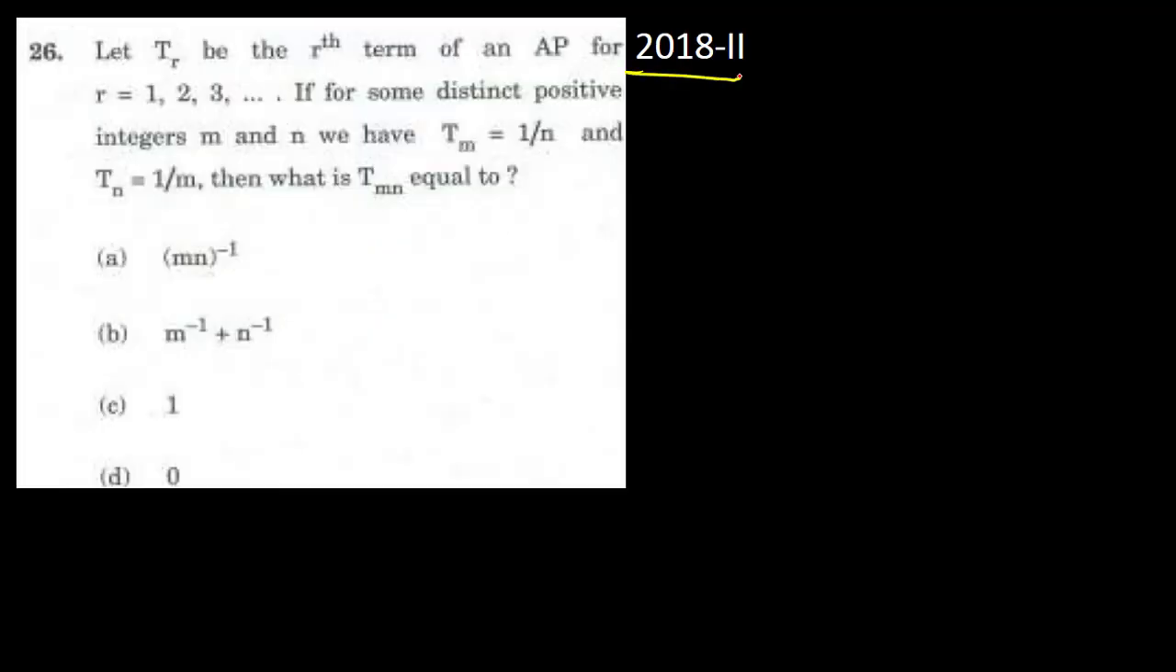From the 2018, 26th question. Okay, if the Tr be the rth term of an AP. Okay, AP बोला है for the r from 1 to 3 dot dot. If for distinct positive integer m and n, we have Tm is equals to 1 by n and Tn is equals to 1 by m. Then what is Tmn? So let's consider the m and n values.